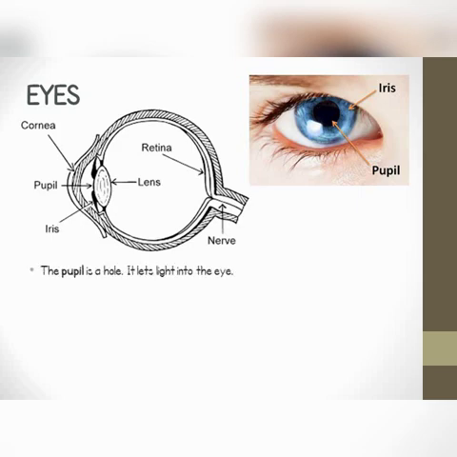The pupil is a hole. It lets light into the eyes. So this one is the pupil. It lets light go inside our eyes.